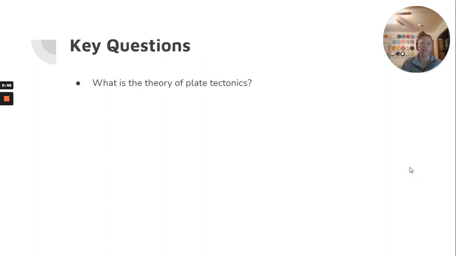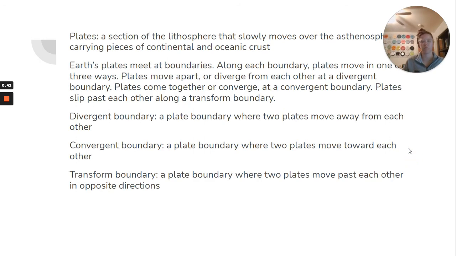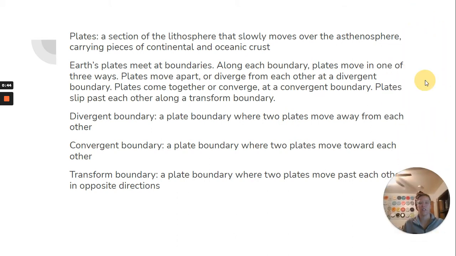So, what is the theory of plate tectonics? The first, plates are a section of the lithosphere, which is part of the Earth's crust, that slowly moves over the asthenosphere, another part, carrying pieces of continental and oceanic crust. So, continental again, anything where there's a continent, oceanic where there's ocean. Earth's plates meet at boundaries.